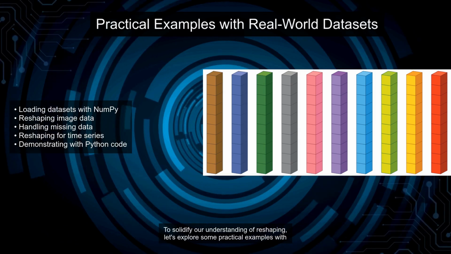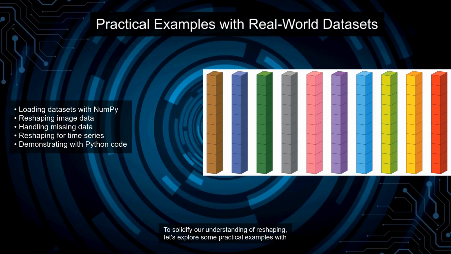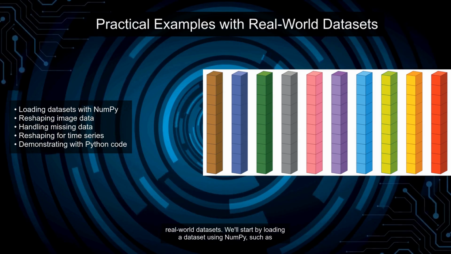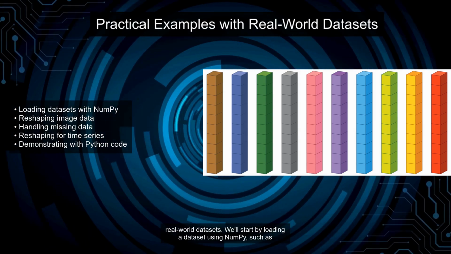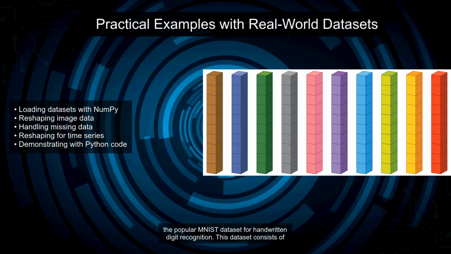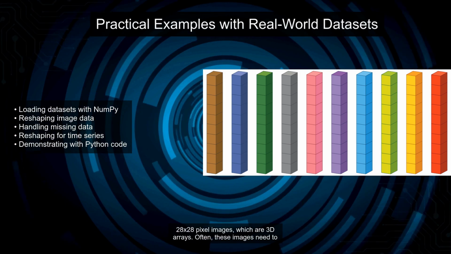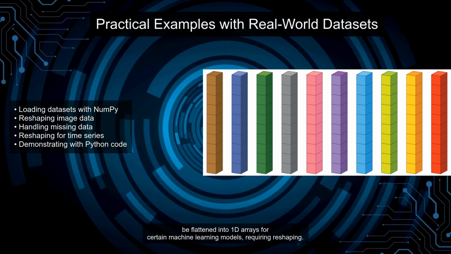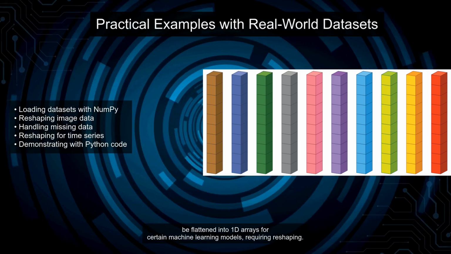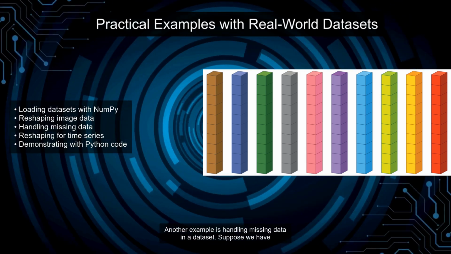To solidify our understanding of reshaping, let's explore some practical examples with real-world datasets. We'll start by loading a dataset using NumPy, such as the popular MNIST dataset for handwritten digit recognition. This dataset consists of 28 by 28 pixel images, which are 2D arrays. Often, these images need to be flattened into 1D arrays for certain machine learning models, requiring reshaping.